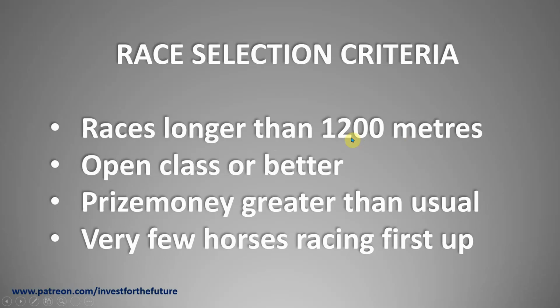Now, I was asked, what are my race selection criteria? So here we go. We're looking, or at least I am anyway, for races that are longer than 1200 meters. The reason is that in races that are 1200 or shorter, you often get quite a few horses that are racing first up. They might have had very good form at the end of their last preparation, but there's no way of telling whether they're going to be primed for a first up tilt. So by concentrating on races more than 1200 meters, that tends to eliminate that a little bit.